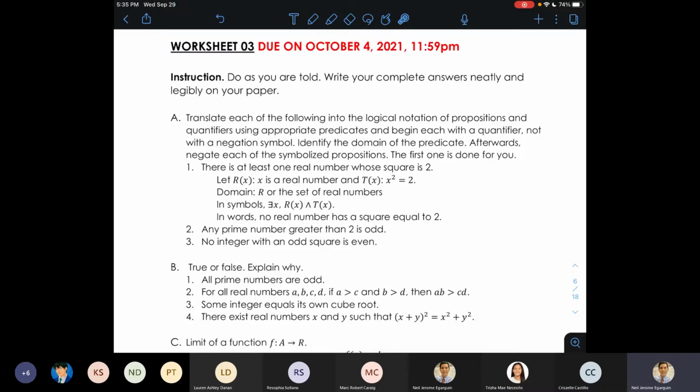So and then again, if you'll have some problems meeting this deadline, just let me know. Email nyo ako and then CC yung lab instructor, or just a message via Teams or via Canvas would be fine. And then we'll see what we can do for you. But don't hesitate to ask for extension if you really need one. Okay.